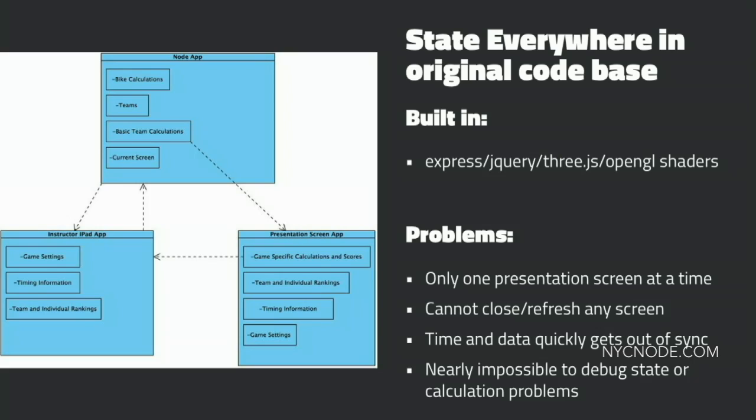The data would take a while to travel from the presentation screen back to the Node app server and into the instructor iPad. And so it would often be out of sync. The data was located in multiple places. So let's say the instructor iPad had to do some calculations, and we all of a sudden discovered a bug in it. It was nearly impossible to trace where the bug came from because who knows where the source of that calculation was from, and on what platform, on what system that existed.